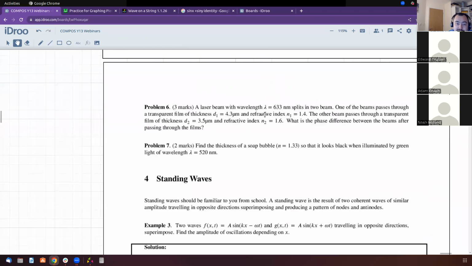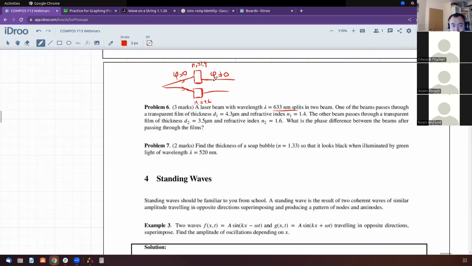A laser beam with wavelength splits into two beams. So we have a laser splitting into two beams. One goes through a film and one goes through another film. One of the beams passes through a transparent film with thickness 4.3 micrometers with a refractive index 1.4. And here the refractive index is 1.6. So they travel at different speeds. So as they come out, they will have a different phase. So here the phase difference is 0, and here the phase difference is not 0. And so your task is to work out the phase difference as they emerge.